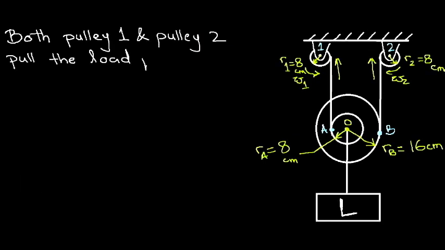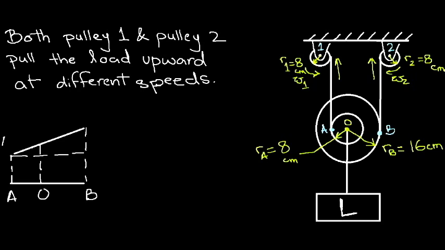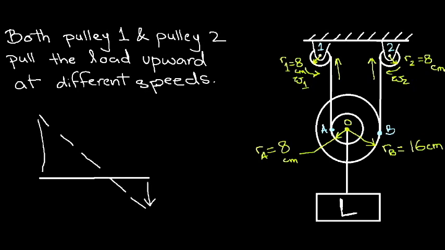We know that pulley 1 and pulley 2 are lifting the load L in upward direction but at different speeds. The displacement can be visualized like this, where point B will have more displacement compared to point A. A similar trend is observed in the velocity diagram. The acceleration diagram, however, will be different. Remember from the data that pulley 2 is decelerating.